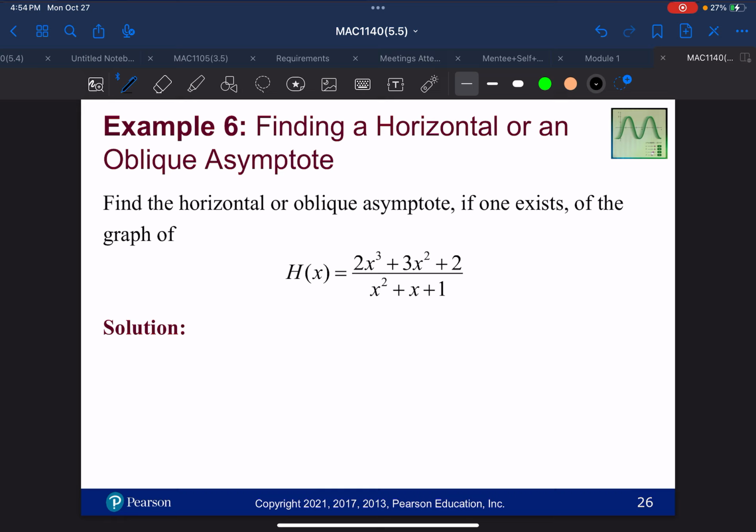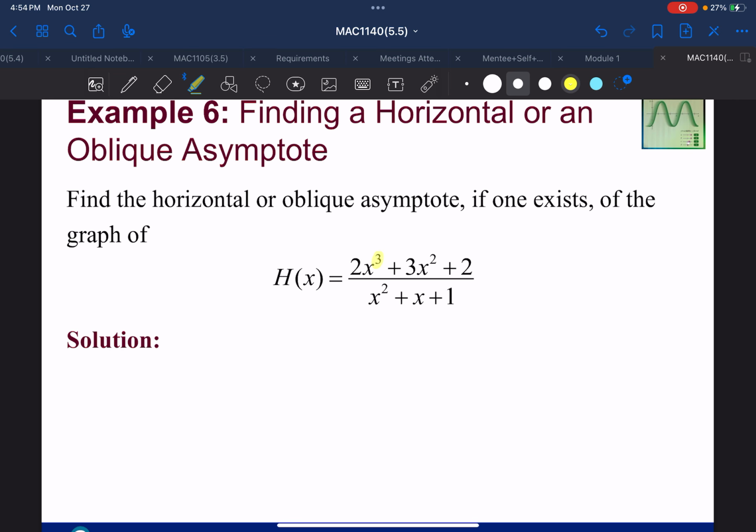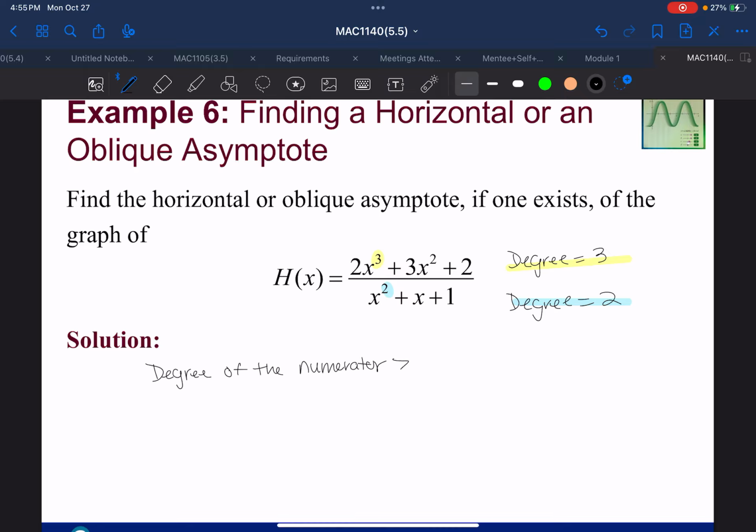All right, next one. We have 2x cubed plus 3x squared plus 2 over x squared plus x plus 1. So the degree on top is equal to 3, and the degree on the bottom is equal to 2. So we have that the degree of the numerator is greater than the degree of the denominator by 1.